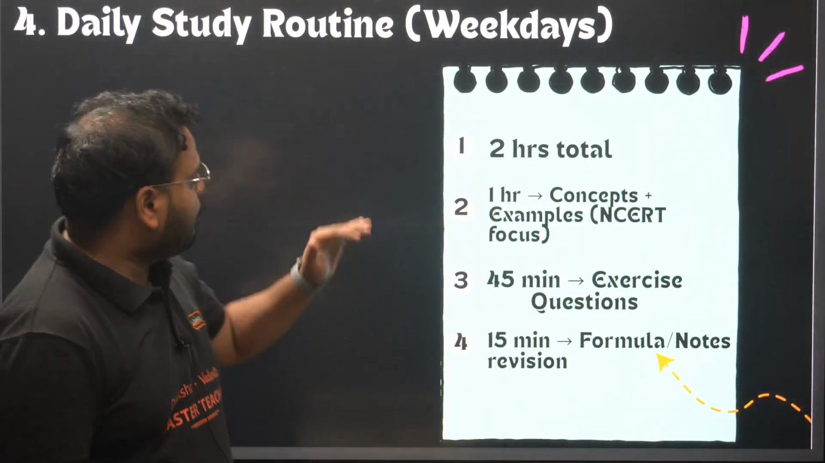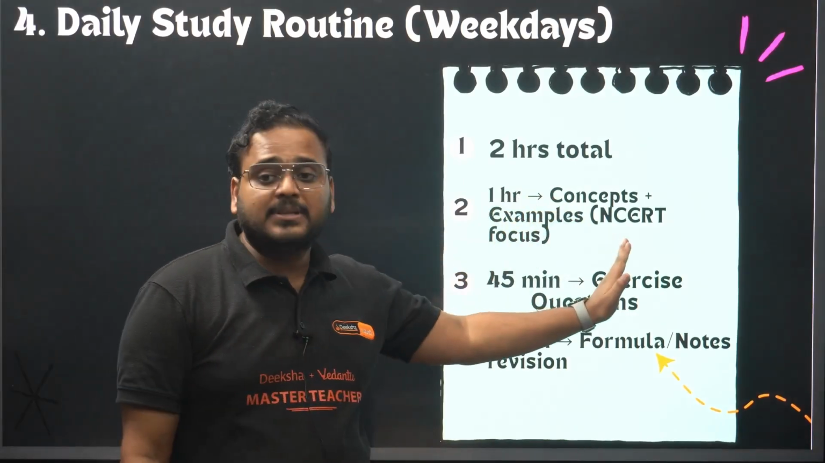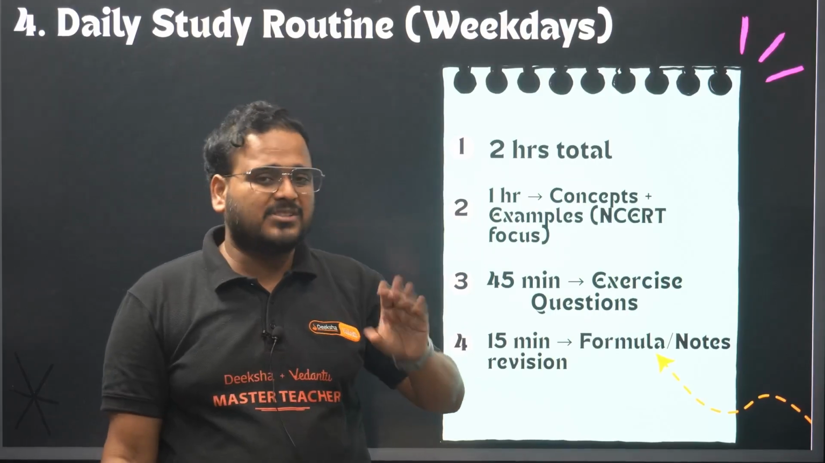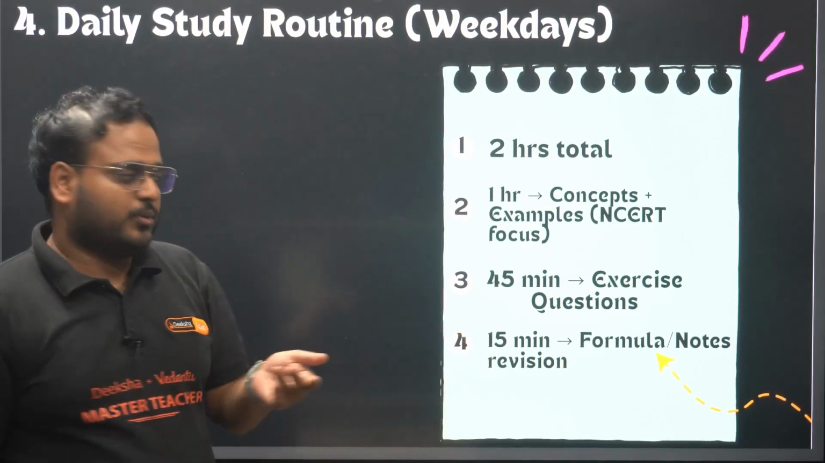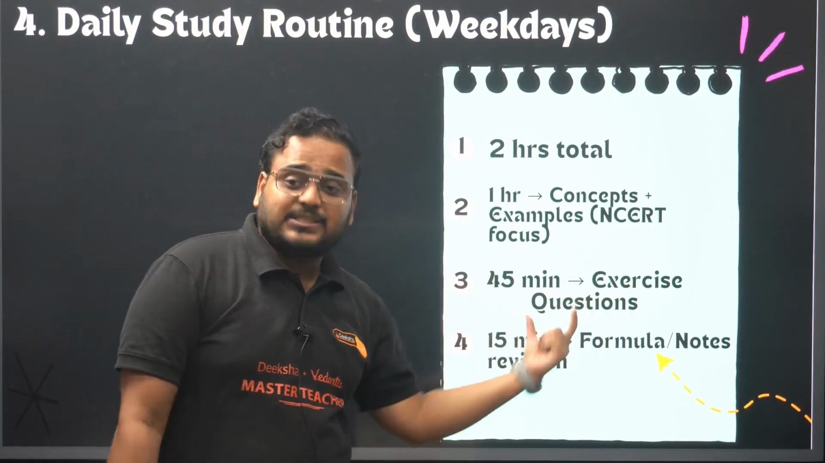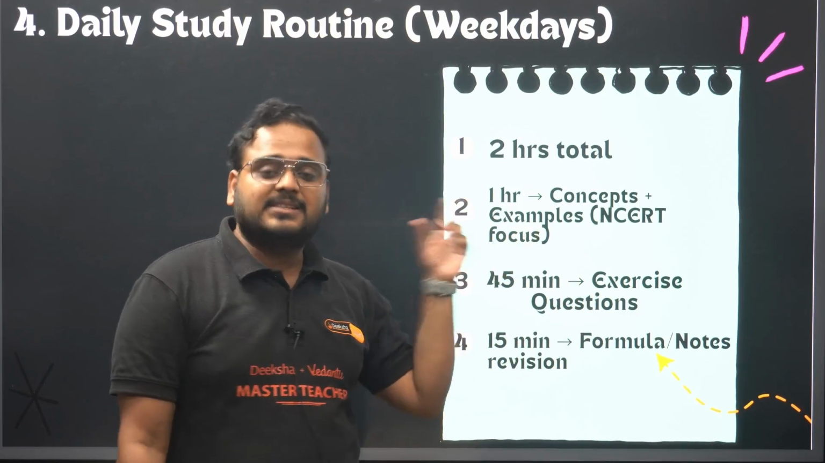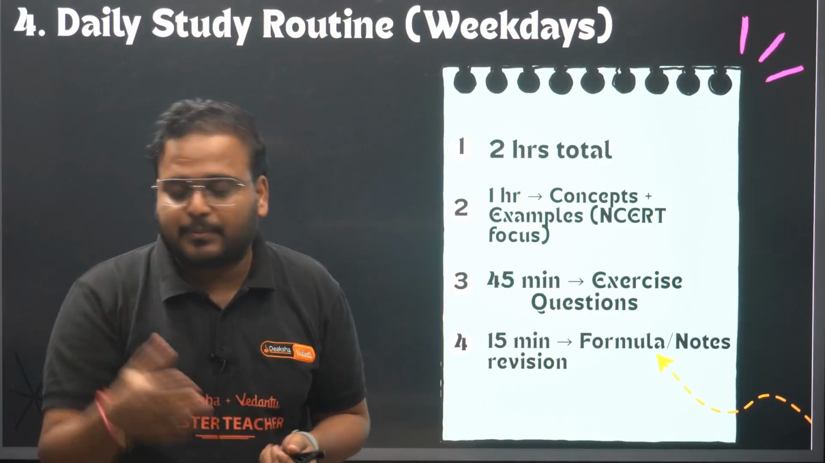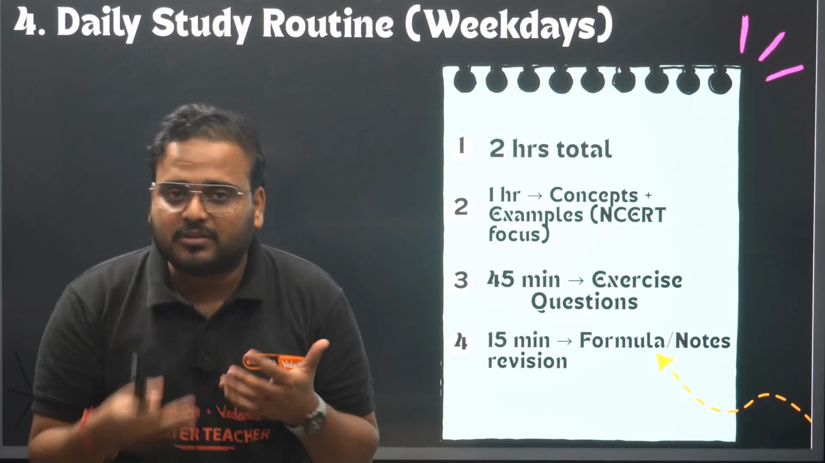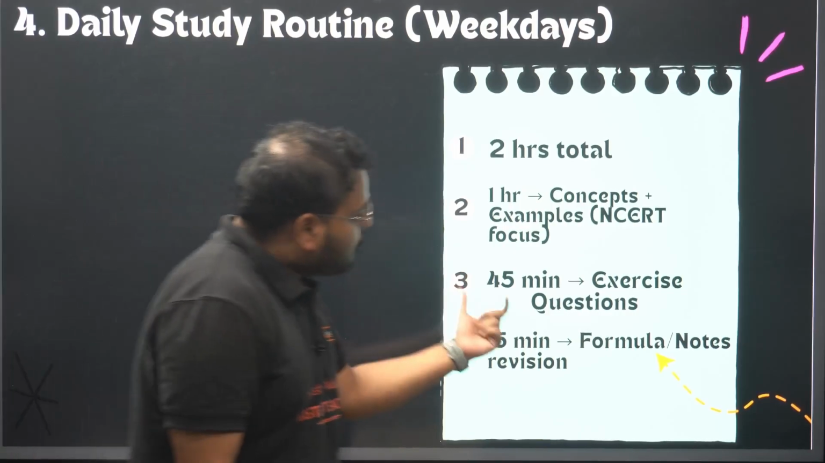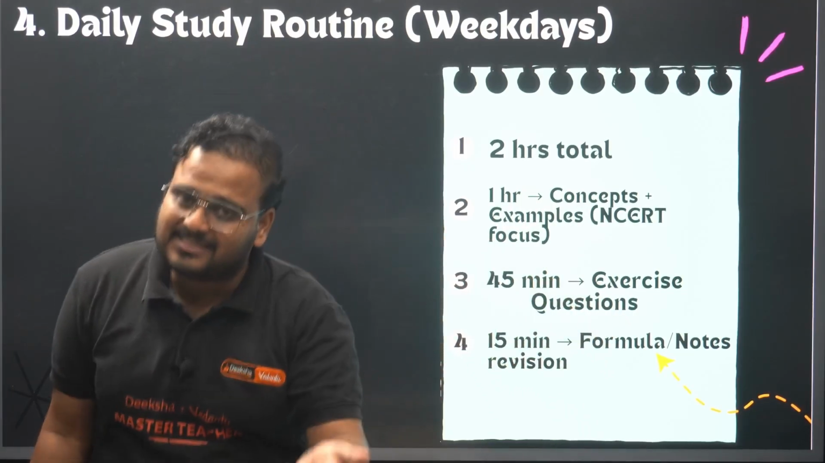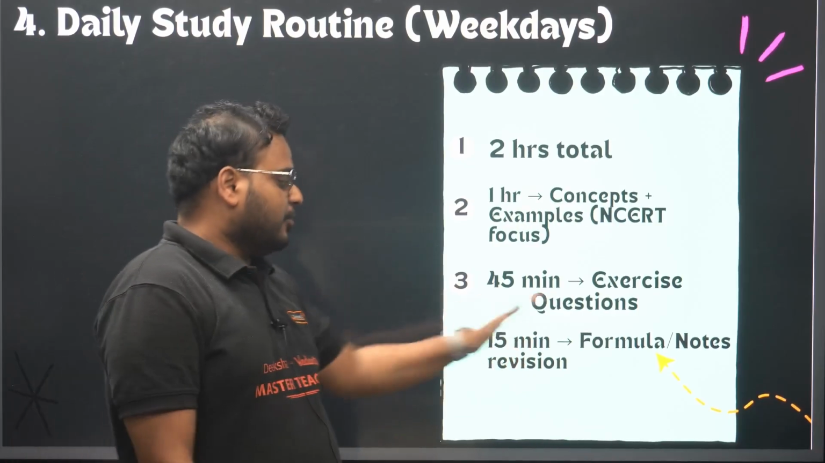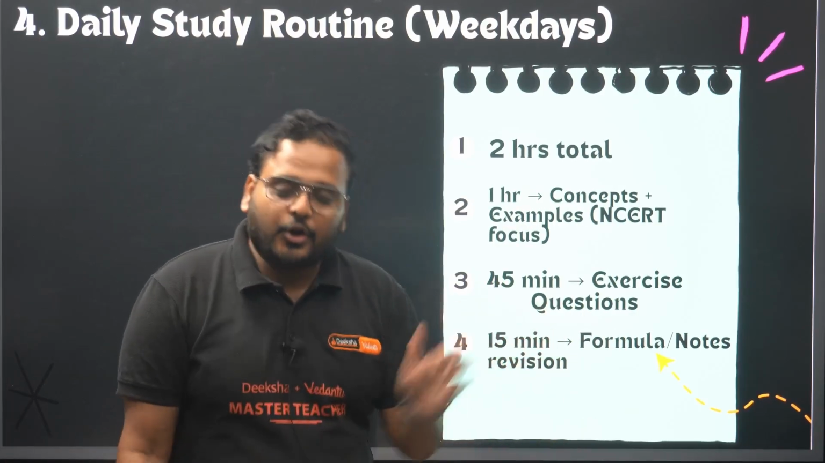Okay, 1 hour for concepts and examples. Please refer to NCERT and exemplars only. Don't refer to any reference book for your boards. NCERT and exemplars are more than sufficient. Okay, next is 45 minutes of exercise questions. After solving examples, you go through the various types of topics present in the chapter. You get familiar with all the subtopics of a chapter. Then you move on to exercise questions. You get more practice in hand. And the last 15 minutes is to conclude the chapter by revising your formulas and notes, following your error log book.